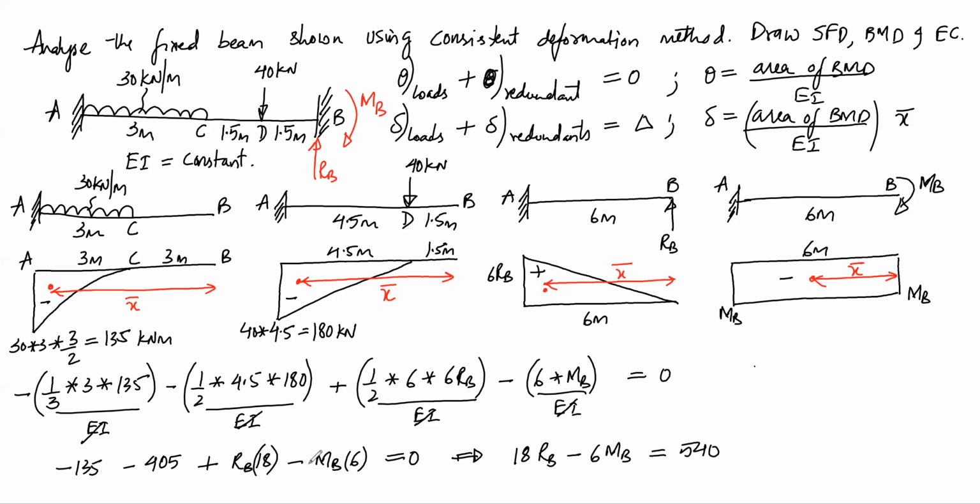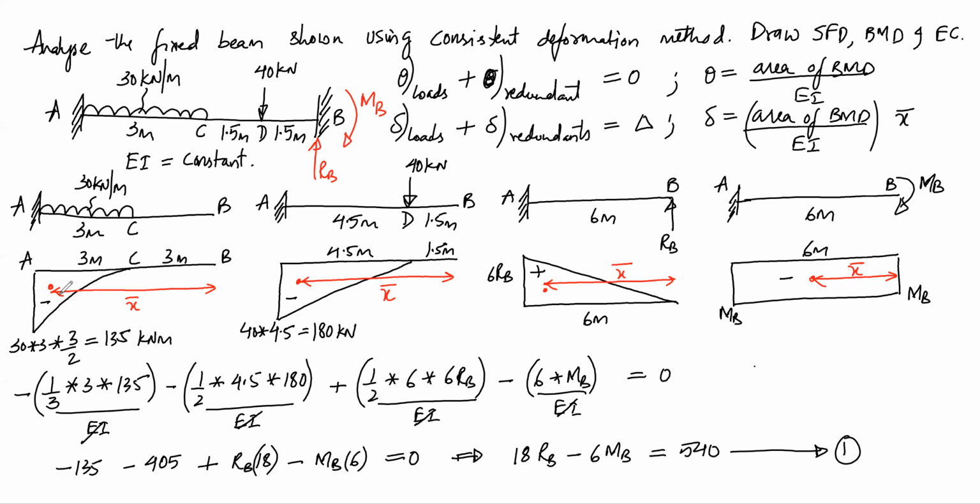So I'm keeping RB and MB on one side and sending the constant terms to the other side. So I get this equation, and let us consider this equation as equation 1. This is by applying the first consistent deformation equation. Now let us apply the second consistent deformation equation by considering delta, which is given by area of BMD divided by EI into X bar. So for the same terms, we have to multiply with the centroidal distances X bar.